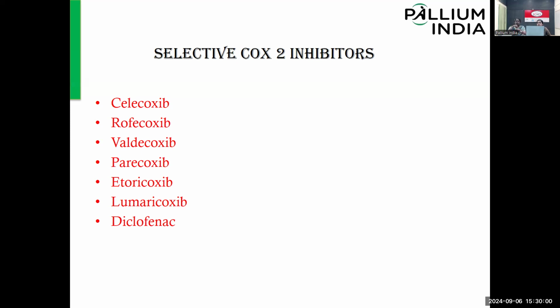So I think we are commonly using diclofenac and etoricoxib. They are the drugs we use most commonly. So you have to know how it acts. What is the mechanism of action for these selective COX-2 inhibitors?